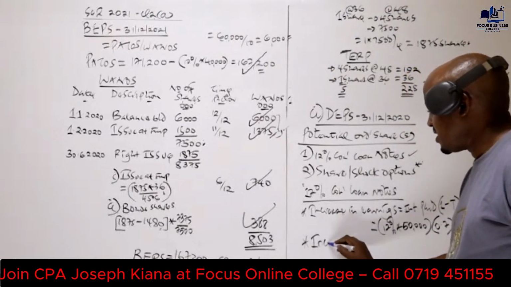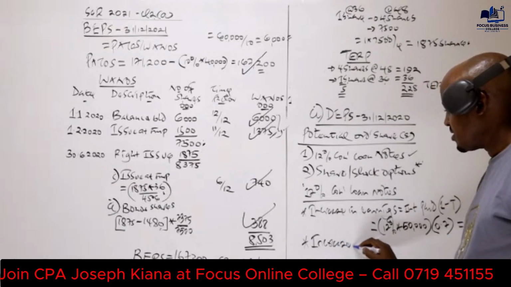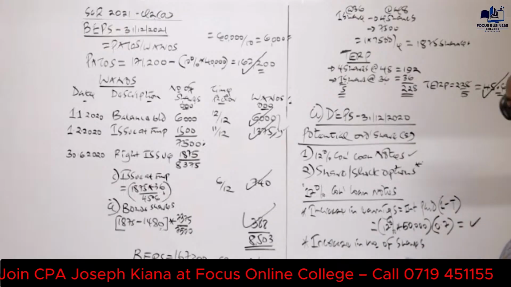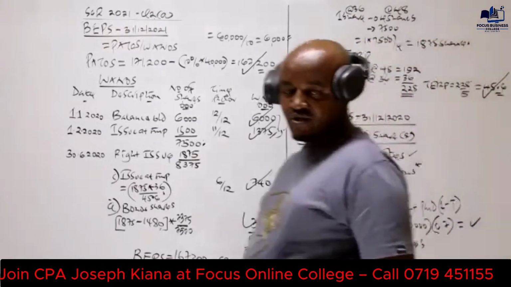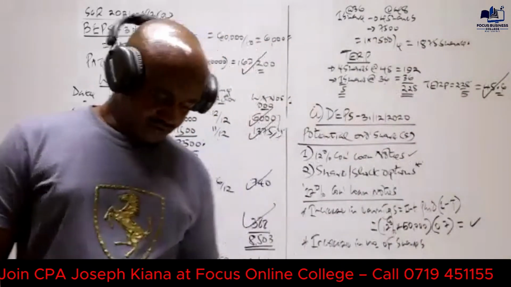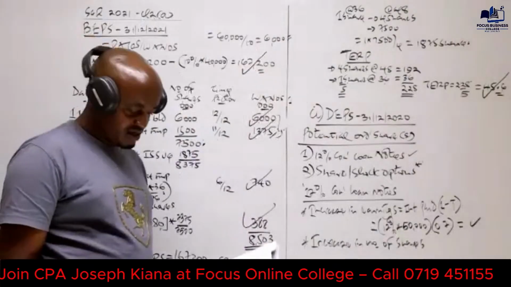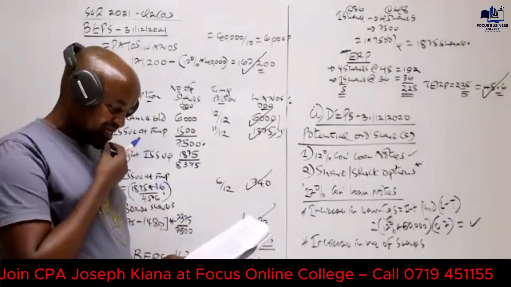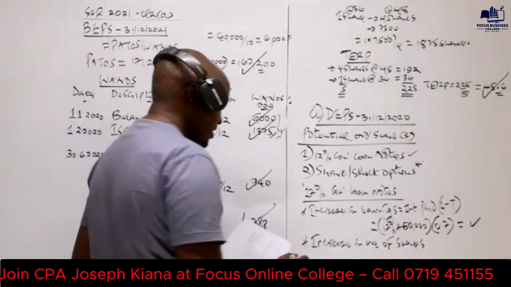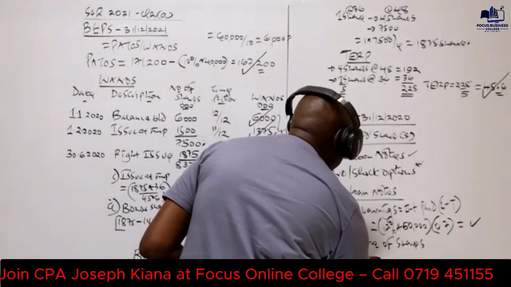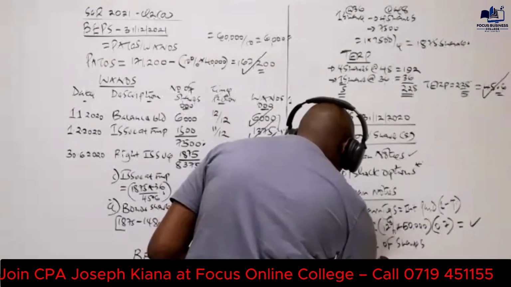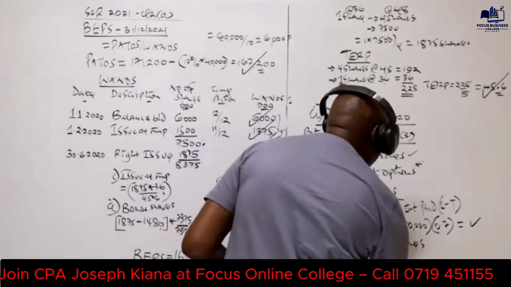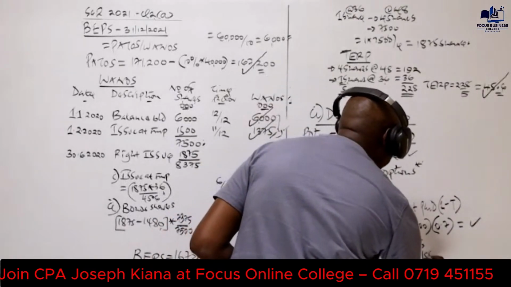Then we compute the increase in number of shares. To compute this, we need the conversion rate. We have it in note number 3, the second sentence. We are told 10 convertible loan notes are supposed to be converted into 1 ordinary share.